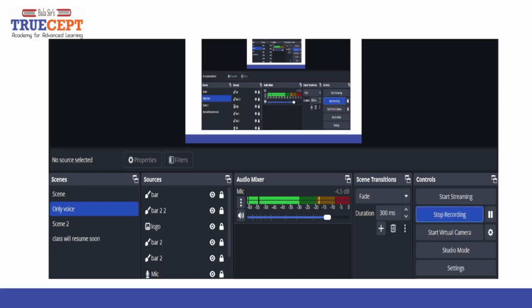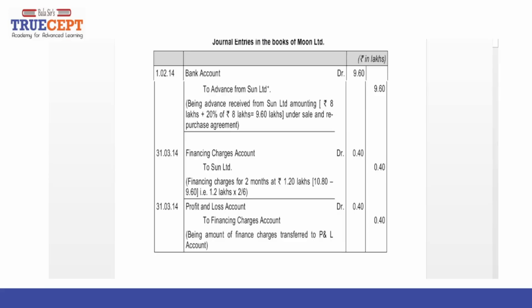Yes, sir. So guys, with that we complete this example. If you refer to the 3 entries, you are supposed to treat the money given by Sun Limited to your company as a loan. It's a financial liability, that's a loan. And then you got to recognize interest in your books, and that will be transferred to profit and loss account.